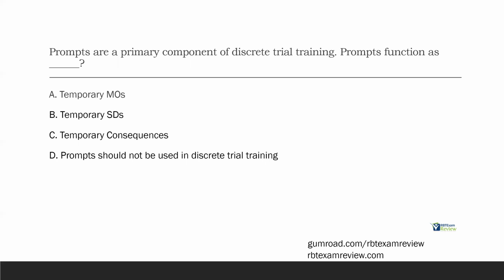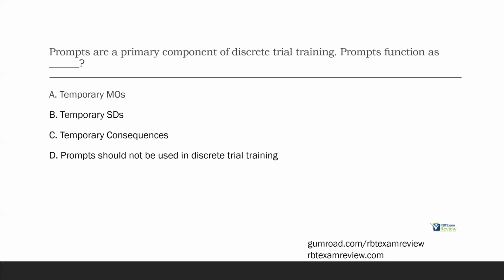What about temporary SDs? Where do prompts occur? Prompts occur right after the SD, before the response. A prompt is something we use to evoke a behavior we want to see. SDs, of course, evoke behavior. Prompts, we try to fade them. Okay, therefore they're temporary. Prompts function as what? Temporary SDs. B is our answer.